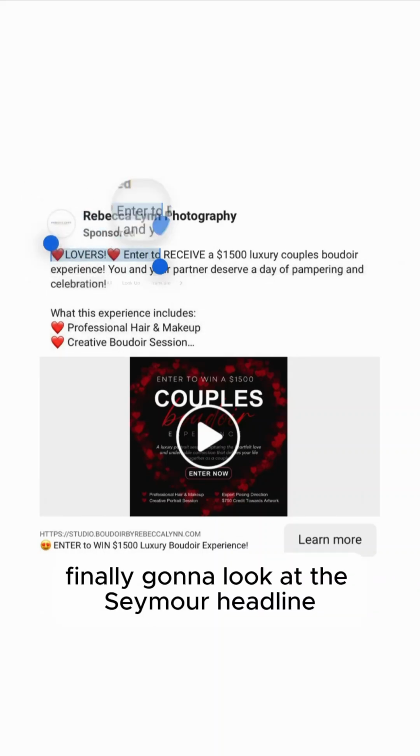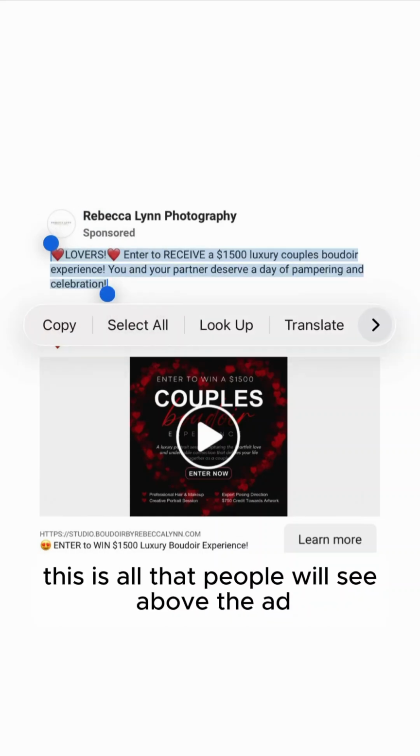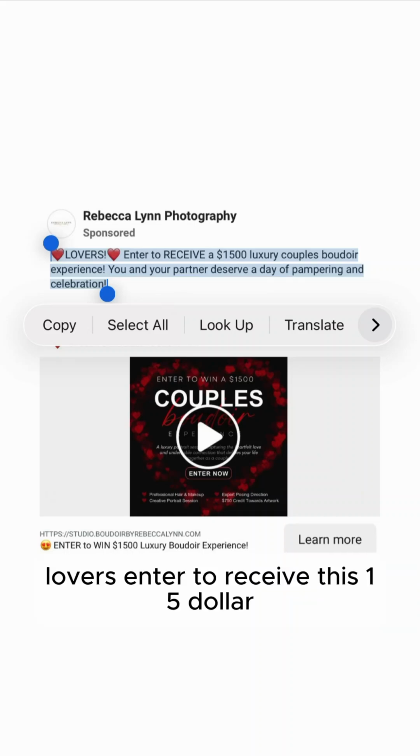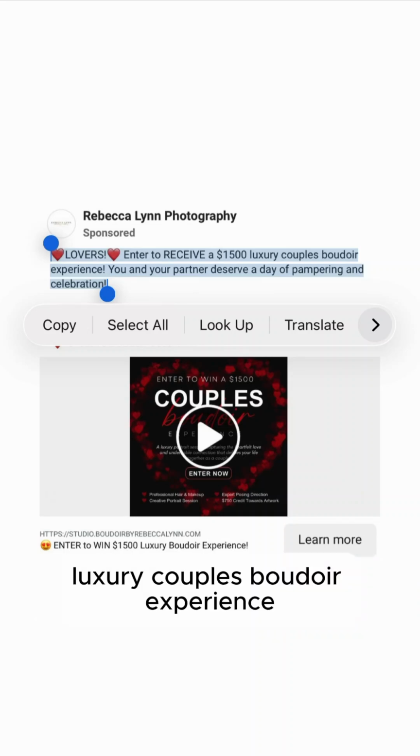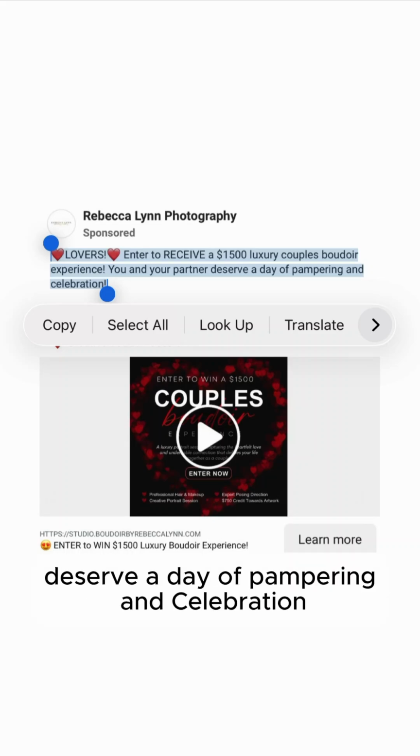Finally, we're going to look at the see more headline, first 2 3/4 lines, Facebook mobile news feed. This is all that people will see above the ad. They won't see any other text. Lovers, enter receive this $1,500 luxury couples boudoir experience. You and your partner deserve a day of pampering and celebration.